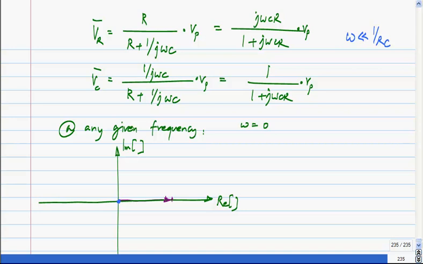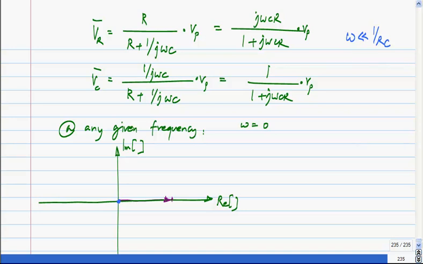The angle of VR will tend to 0. Why? No, no, the magnitude of VR is of course very small because A times omega CR is very small and the denominator, the magnitude is almost 1, right? 1 plus j omega CR.